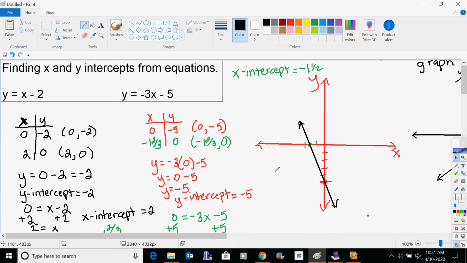So right now we have learned how to find the x and y intercepts from an equation by plugging in the zeros. So you've got answers here, and we've also learned to graph using x and y intercepts. And we have just one concept more for the day.